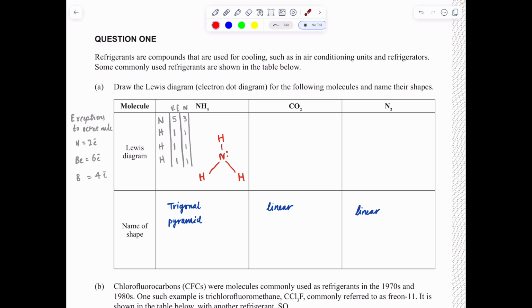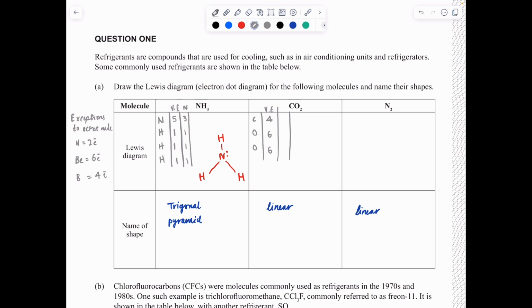Okay, moving on to CO2. As we go, we should get a little bit more speedy with these. So we've got carbon and two oxygens, and we need the valence electrons around them. Carbon is in group 14, so it's 4. Oxygen is in group 16, so it has 6 valence electrons.